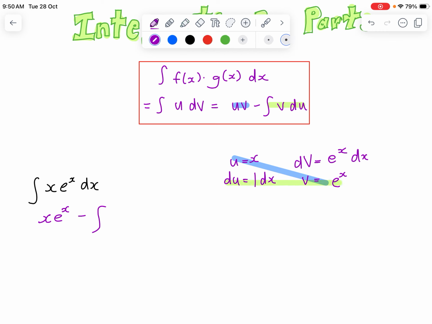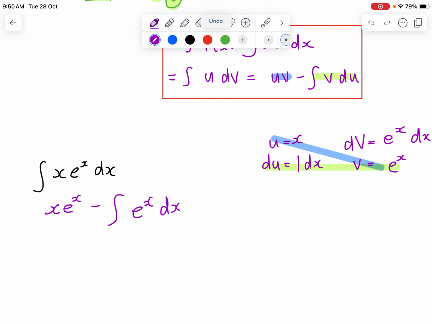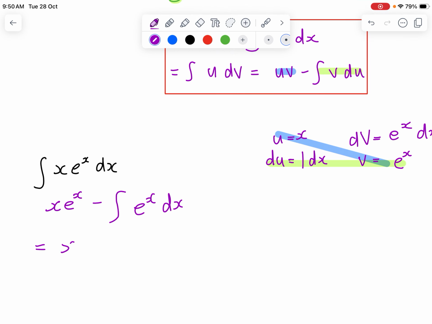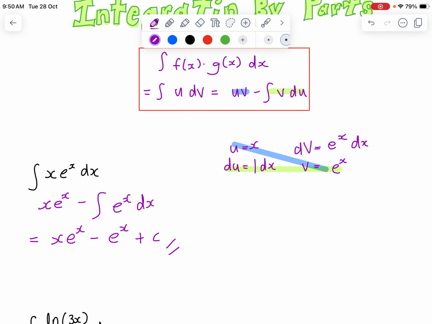So we have v is e to the x, du is just dx. So now we can see it's much easier to integrate, especially this part. So we simplify our answer, we get x times e to the power of x minus e to the power of x plus c. And that's literally our answer.